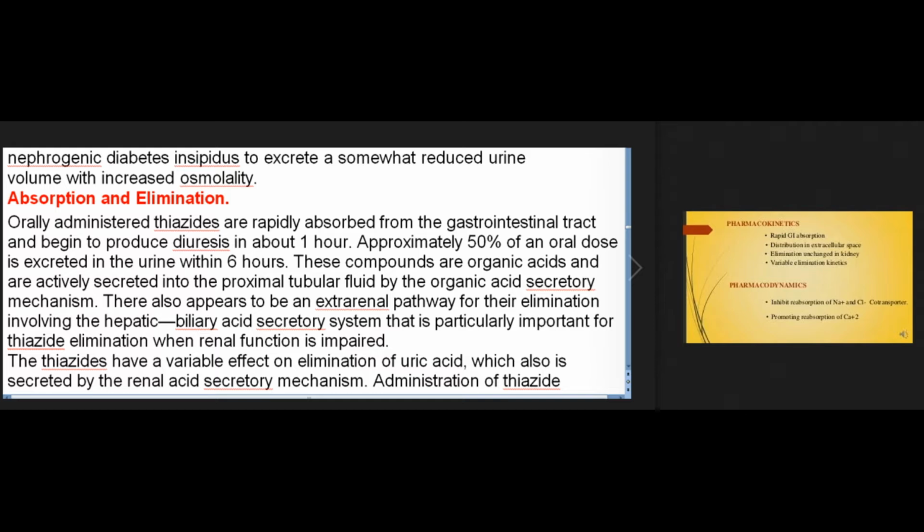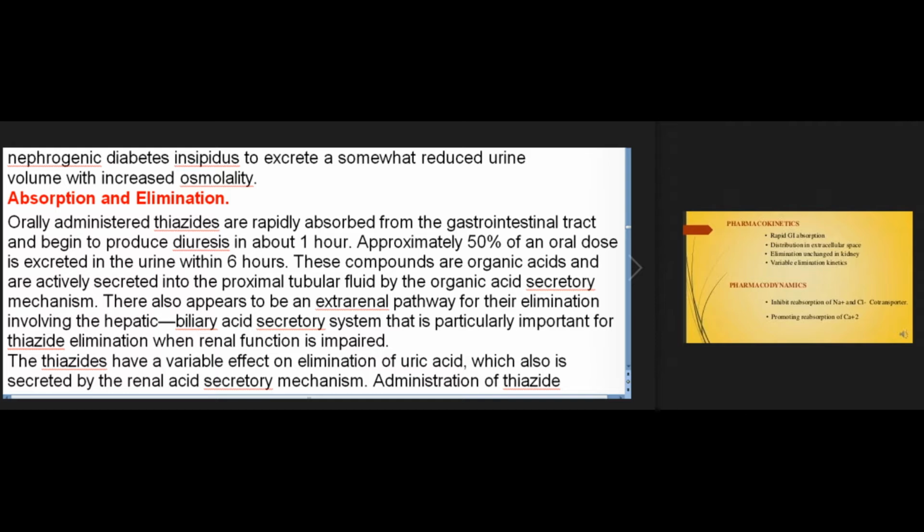These compounds are organic acids and are actively secreted into the proximal tubular fluid by the organic acid secretory mechanism. There also appears to be an extrarenal pathway for their elimination involving the hepatic biliary acid secretory system that is particularly important for thiazide elimination when renal function is impaired.